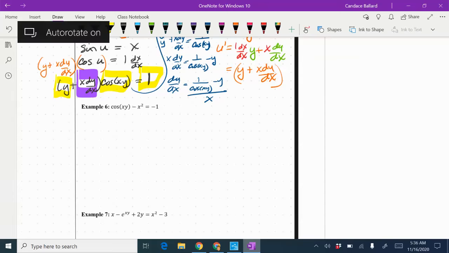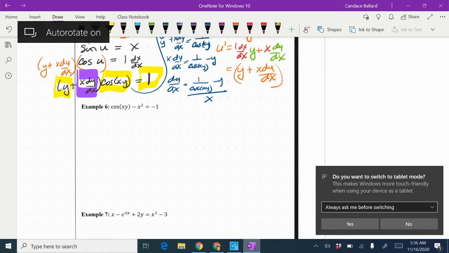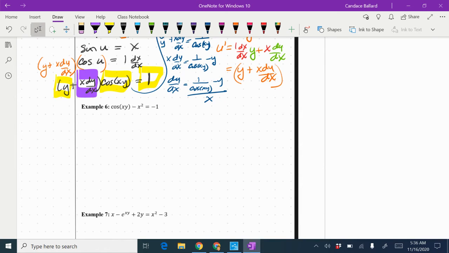We're going to continue topic 3.2, implicit differentiation. We're going to look at example 6. So you'll notice that we have an inner function, meaning we're going to have to do a u substitution here. So I'm going to do my u off to the right here. So u equals xy. And it looks like I have a product rule there.